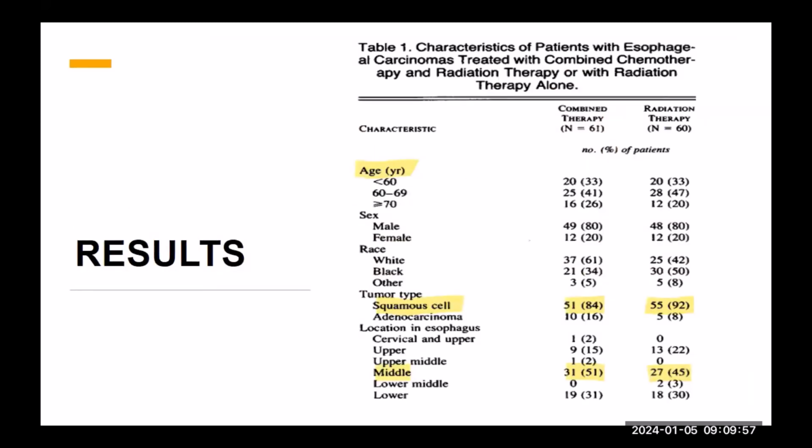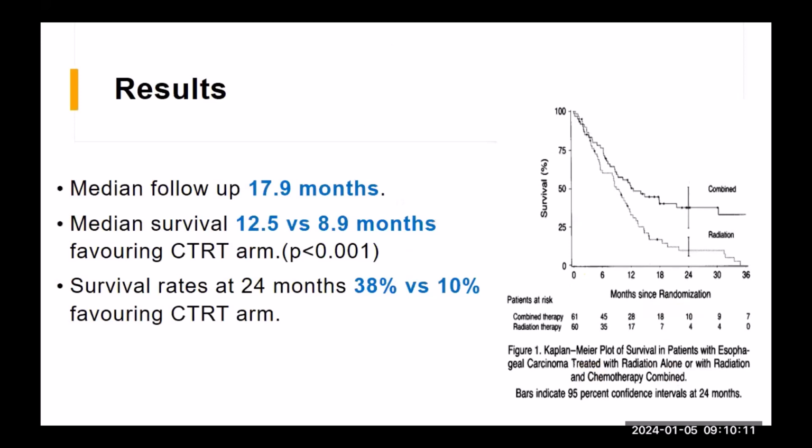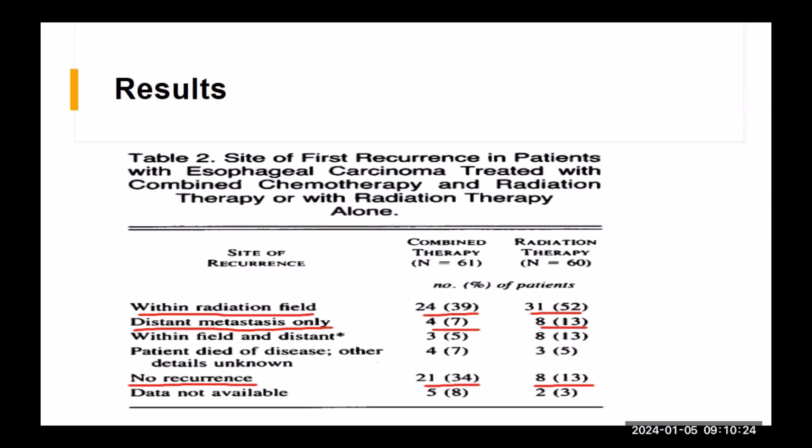If you see the randomized groups, the age remains less than 70 years. Squamous cell carcinoma remains the predominant histology, and most of the patients are of middle thoracic esophagus. The median follow-up was 17.9 months, with a median survival of 12.5 versus 8.9 months, which favors the CTRT arm. And survival rates at 24 months was 38% versus 10%, favoring the CTRT arm. If you see the local and distant metastasis, both are higher with the radiation arm, which adds the advantage of combining chemotherapy with radiotherapy.